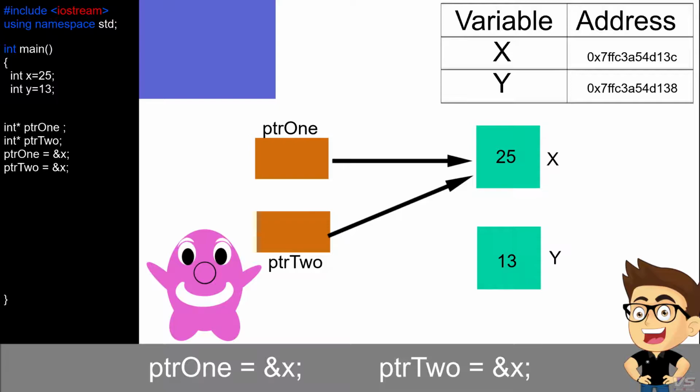Hey, that looks better. But Pinky, both our pointers are pointing at the address of X. Is that possible? Sure is. You can have as many pointers as you want to point to a specific memory address. And since both the pointers are pointing at the address of X, they both see it. Excellent point.